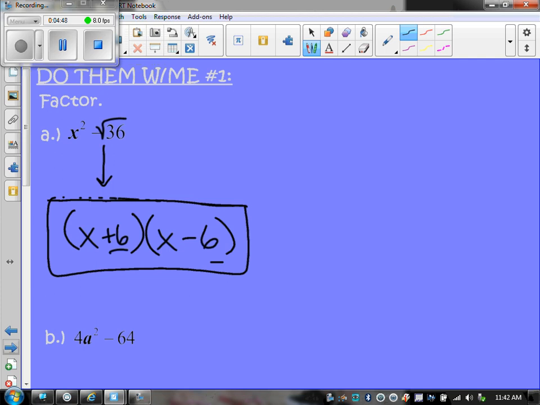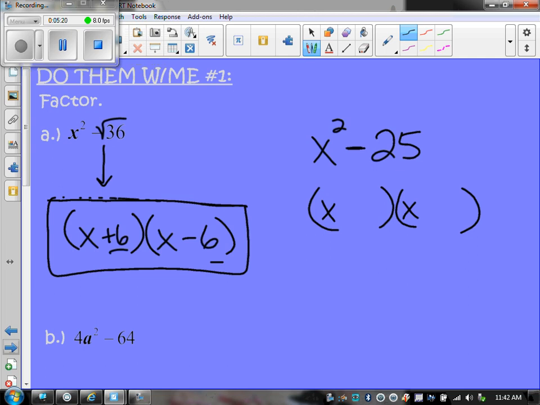And if I need them to multiply to a negative 36, isn't one of them always going to be positive and one of them always going to be negative? Okay? This is called the difference of squares problem. When I have two terms, and I have a subtraction sign in between, and I have a number that is square rootable, I think that's a word, what I can do is factor them by breaking up the x squared and by taking the square root of that number.